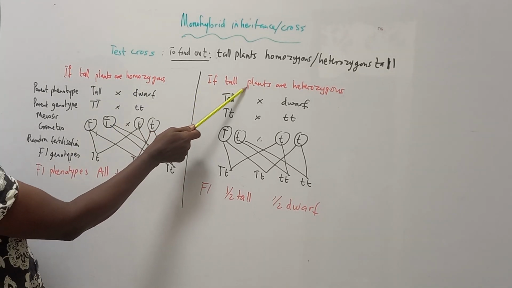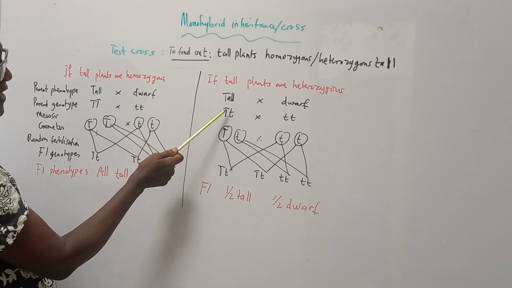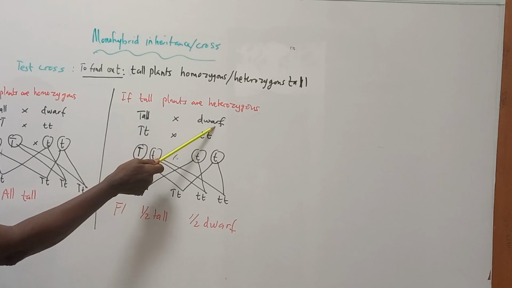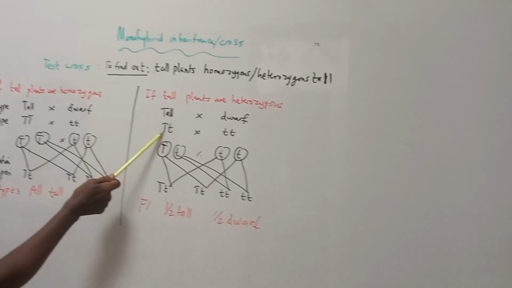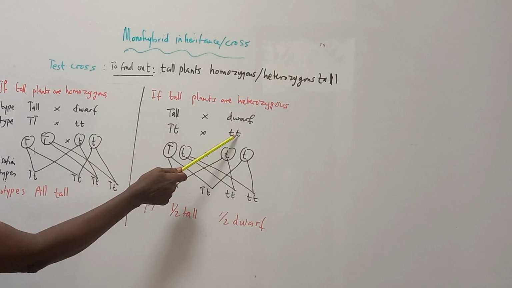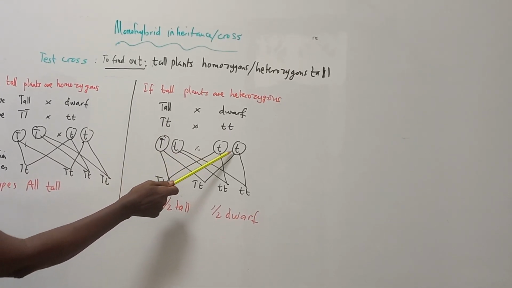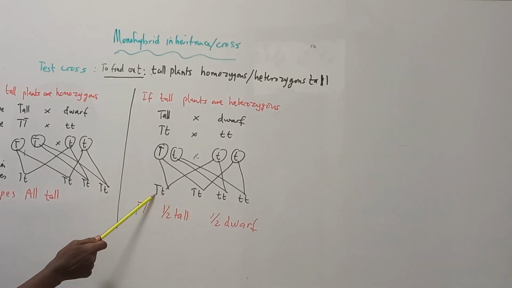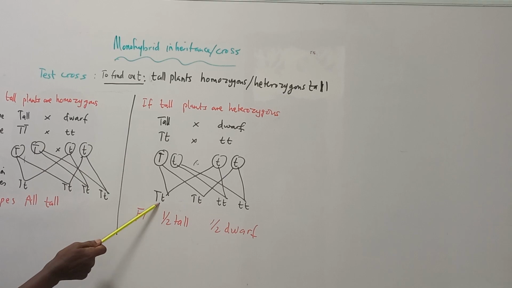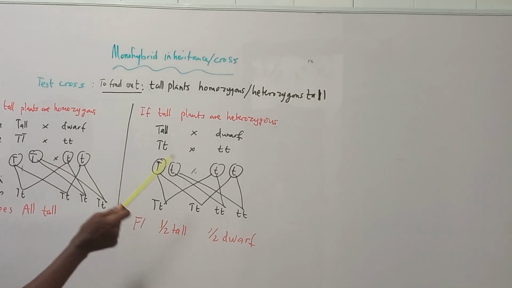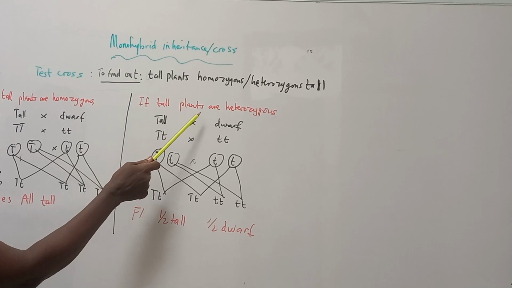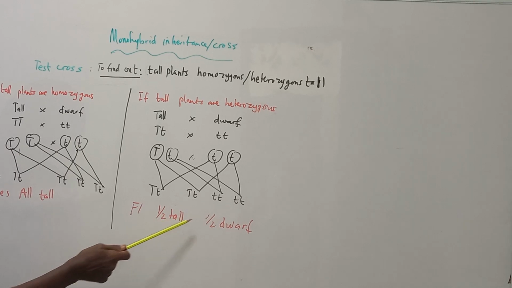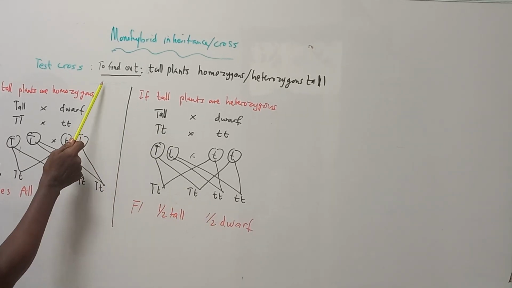If the tall plants are heterozygous tall, then we'll have the parent tall against the homozygous recessive that we are using as a test cross. We have big T, small t. This is heterozygous. These are the gametes that are produced, and this one will fertilize this together. So we have these plants as tall and these as dwarf. So if the tall plants were heterozygous, half of the offspring will be tall and half will be dwarf. This is a test cross.